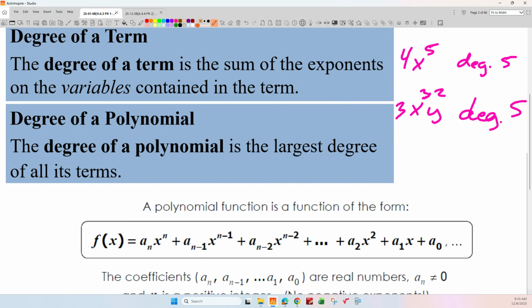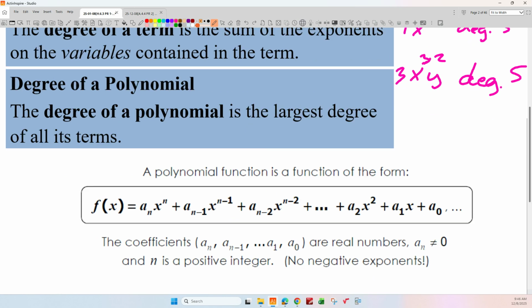Okay, is that a big deal? No, it's really not. We're not going to be doing stuff with polynomials involving multiple variables, but I just want you to be aware of that, so when you do encounter it in the future, it's not such a strange thing. And then the degree of the polynomial, remember, that's just the degree of the largest degree of any of the terms. In other words, the biggest power of the variables.